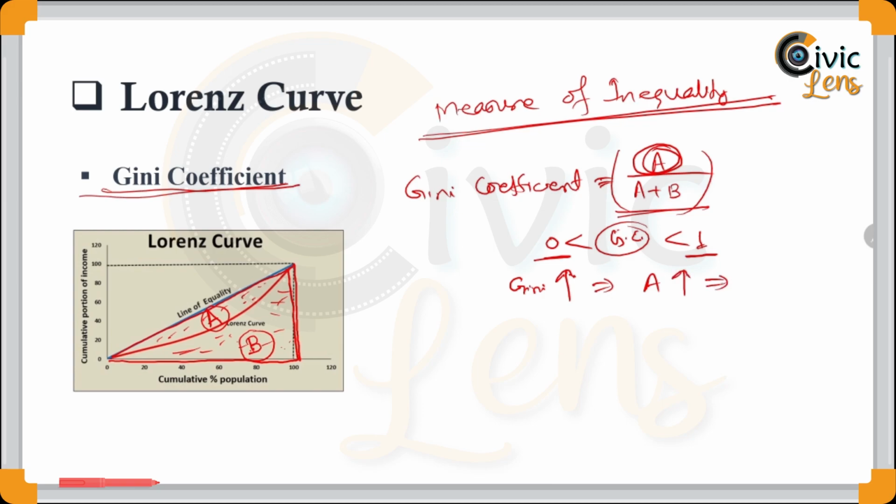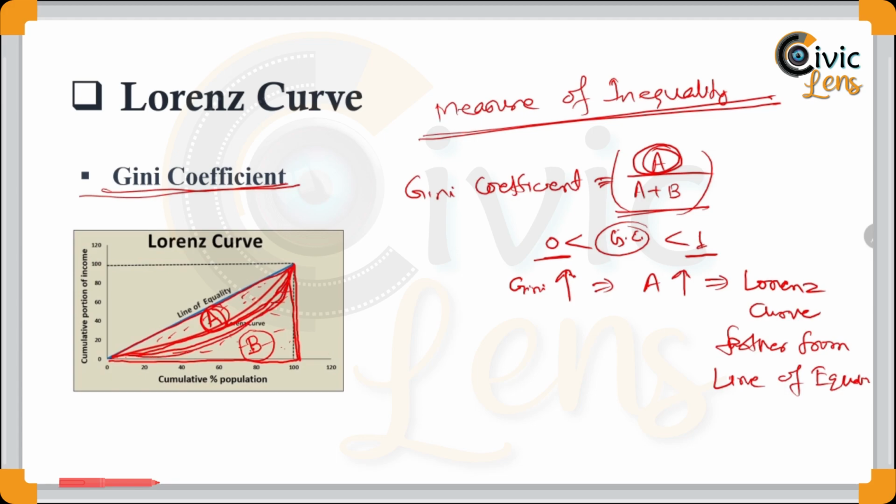And what will that mean? That will mean that the Lorenz curve is farther from the line of equality. In order for this area A to become higher, the Lorenz curve will have to go farther from the line of equality. So a higher Gini coefficient means higher inequality.